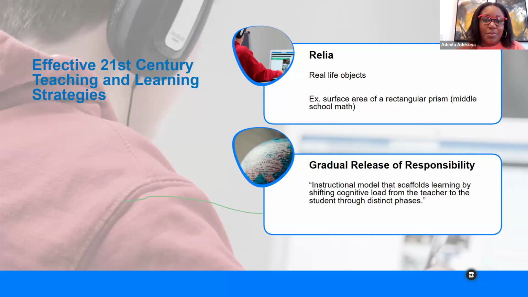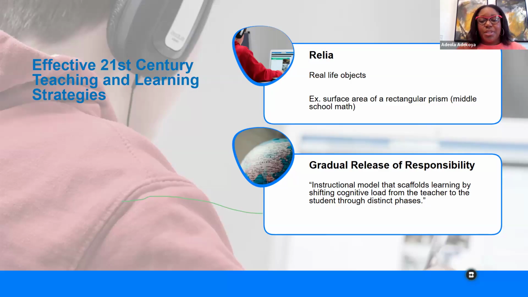RELIA is where we're using real life objects in an environment so that way the students can tie in what they're learning to the real world. An example would be, for instance, in a middle school math classroom, where students are learning about the surface area of a rectangular prism.